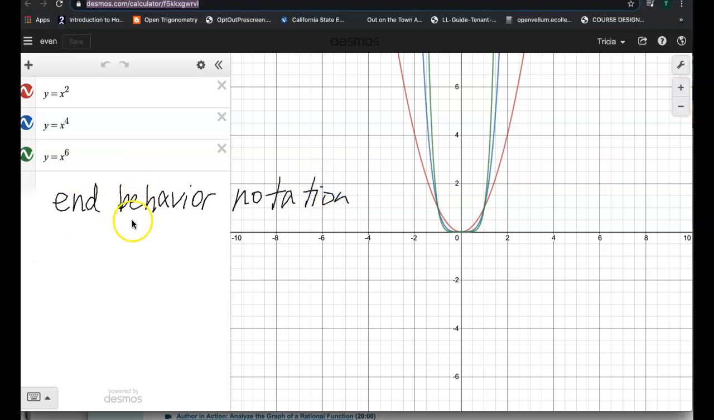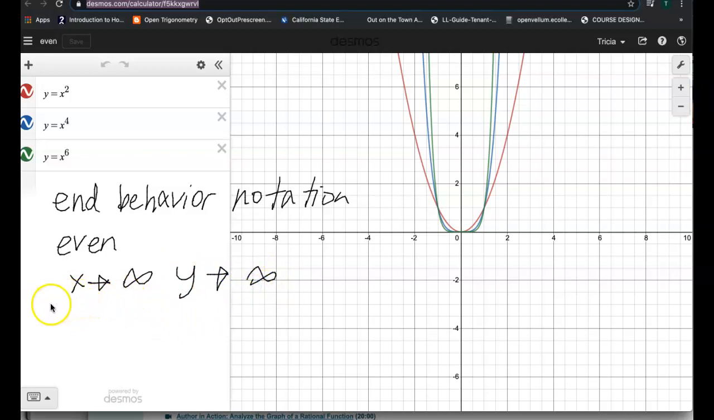So the idea is, in terms of end behavior, what that is referring to is when we're looking at our graphs, what's happening as x is going to positive infinity, and what are the y values going to, like their end behavior, and as x is going to negative infinity, what are the y values going to. So we can see for an even function that, and here's the notation, as x goes to infinity, we can say our y's go to positive infinity.